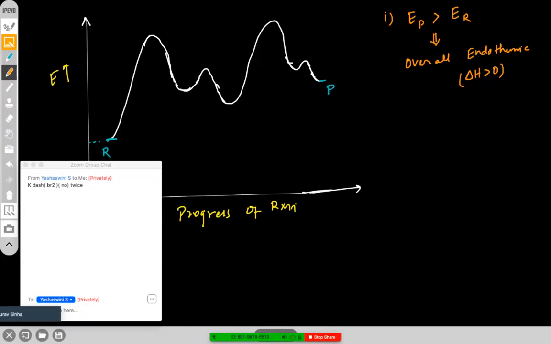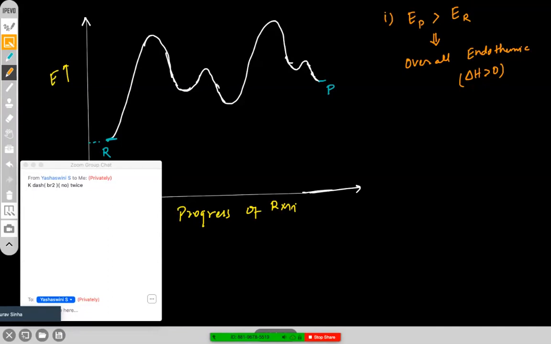It is not like, if overall the reaction is endothermic, then each step will be endothermic. That is not correct. The intermediate steps can be anything, exo or endo. But by looking at the energy of reactant and product, we can say that overall it is endothermic, meaning overall the energy is getting consumed.